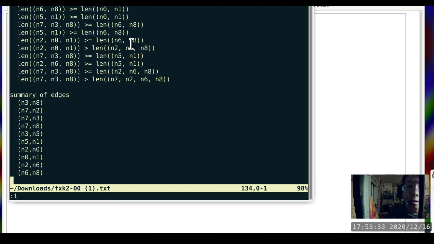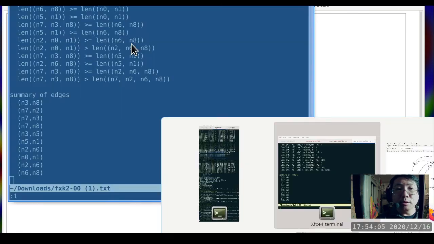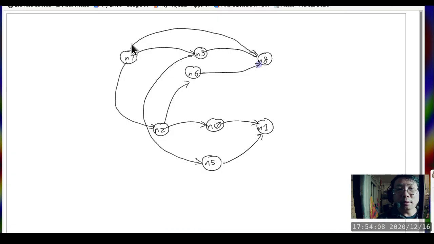N5 goes to N1. N3 goes to N5. N7 goes to N8. We got that. N7 goes to N2, like so. And then N3 goes to N8. Okay, so we got everything. So the resulting graph is right here. I know it looks kind of convoluted.